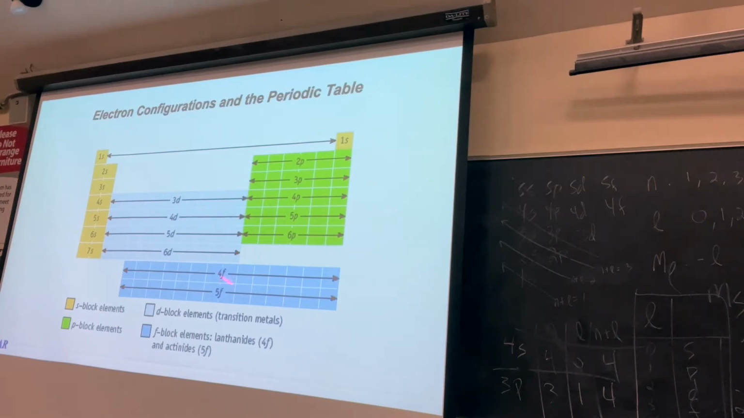The D's and the F's aren't quite that number. Like the D's are this number minus 1, and the F's are that number minus 2. But hopefully you can begin to see there's multiple ways to figure out these electron configurations. You can always go back to the Aufbau, absolutely. But there's other ways to do it too.